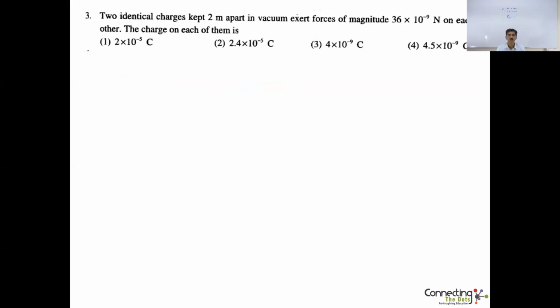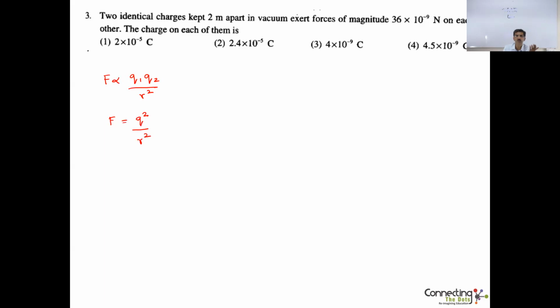Two identical charges kept 2 meters apart in vacuum exert forces of magnitude 36 into 10 to the power of minus 9 newtons on each other. What is the charge? The charge of each of them is what we have to calculate. So let's start with our familiar Coulomb's law. We don't know what Q is. Q1 and Q2 are identical. Therefore, in our particular situation, force is equal to Q squared by R squared.